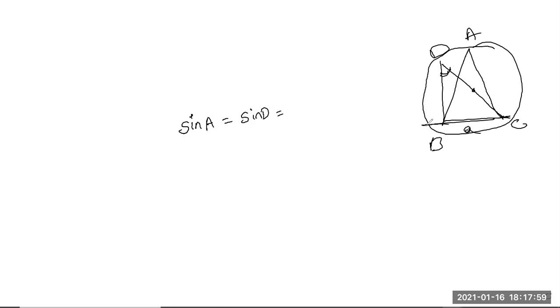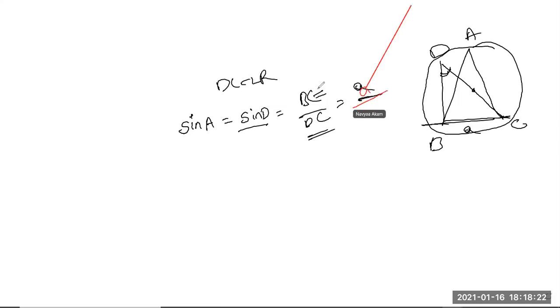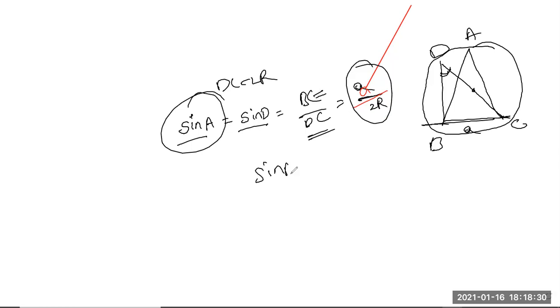That is equal to the sides. How is it related to sides? BC by DC. BC is nothing but small a. What is DC? DC is nothing but 2 times the radius, right? Yes, sir. So from this, what you can prove? Sin A is equal to a by 2R, or a by sin A is equal to 2R.